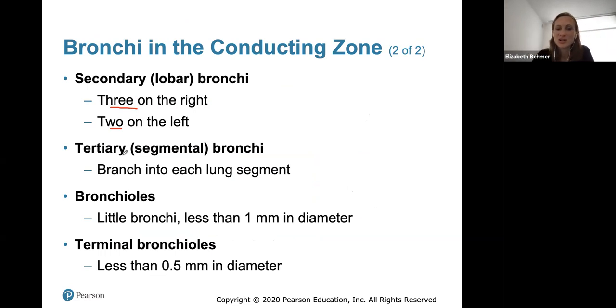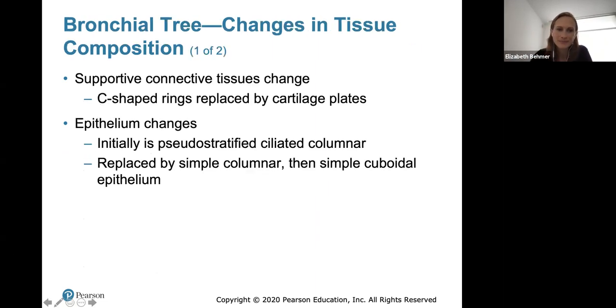Then it branches into tertiary or segmental bronchi into each lung segment, into little bronchioles, which are little bronchi, and then the terminal bronchioles are the smallest, and the terminal bronchioles are eventually where it'll change into these alveoli, these sacs. So the bronchial tree changes in tissue composition.